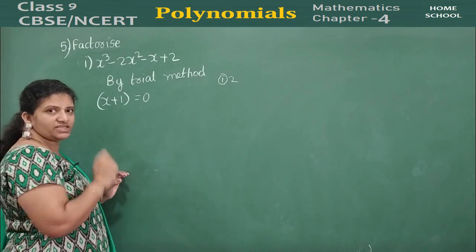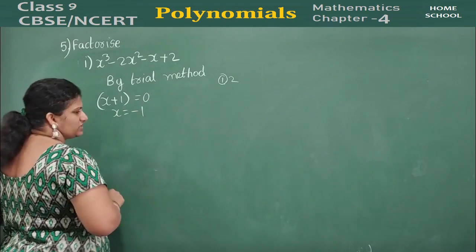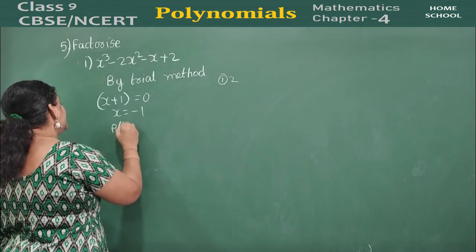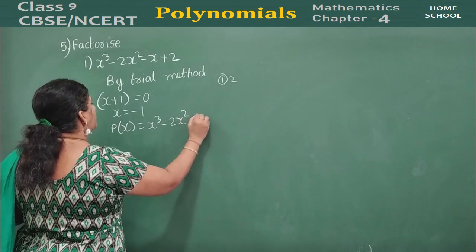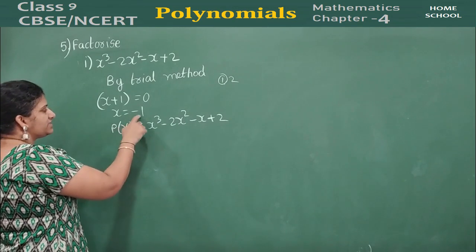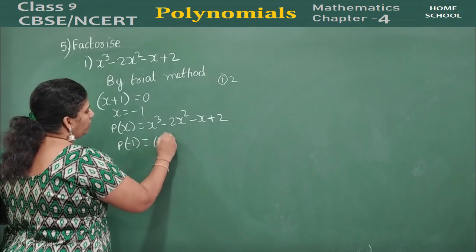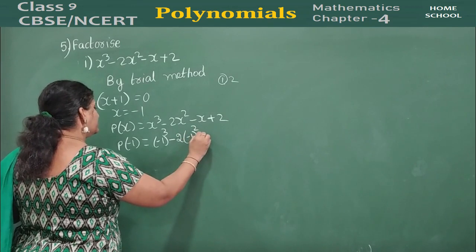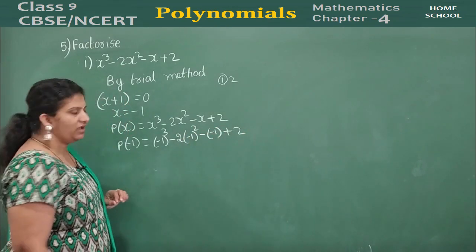Okay, first find the zero of the polynomial. x plus 1 equals 0, x is equal to minus 1. Substitute this x value in the polynomial. That is, p of x is equal to x cube minus 2x square minus x plus 2. Right? So now substitute this x value in this. p of minus 1 is equal to minus 1 whole cube minus 2 into minus 1 whole square minus of minus 1 plus 2.